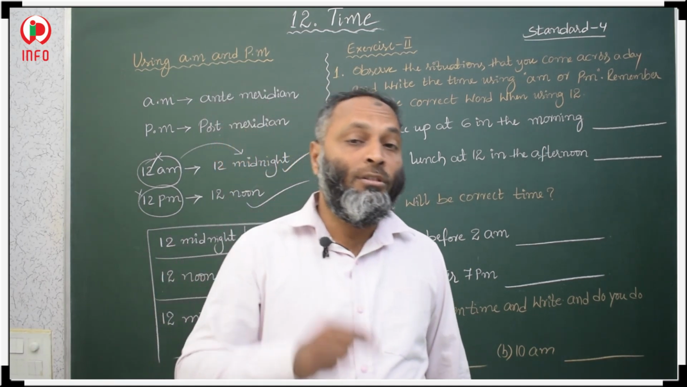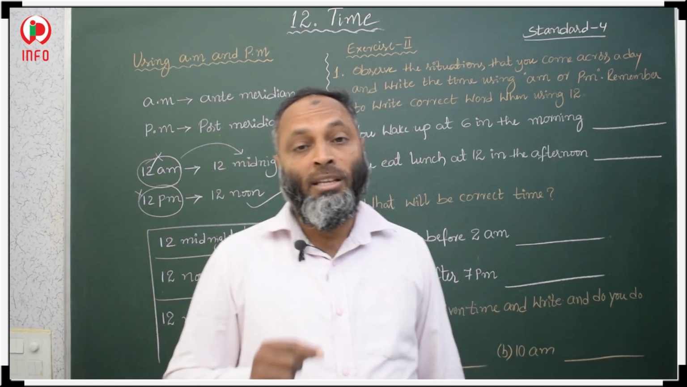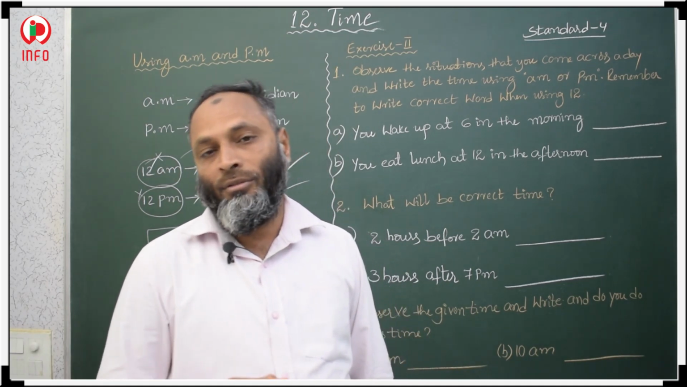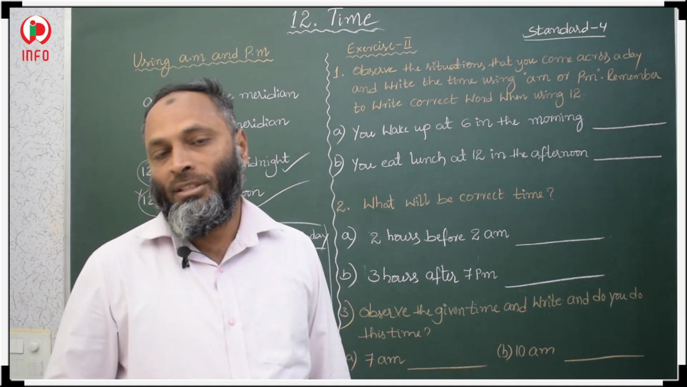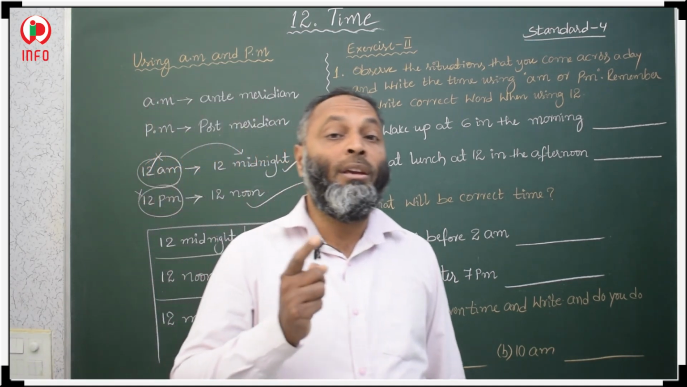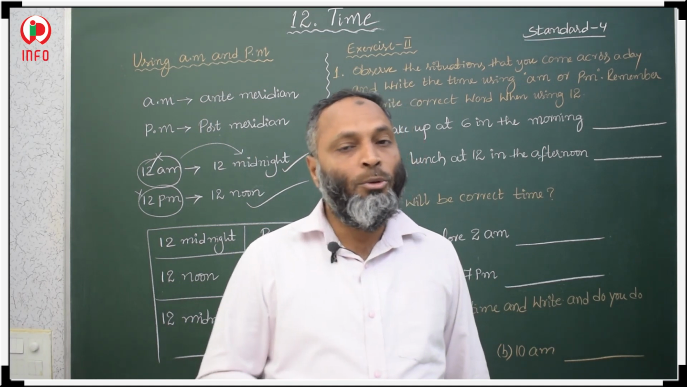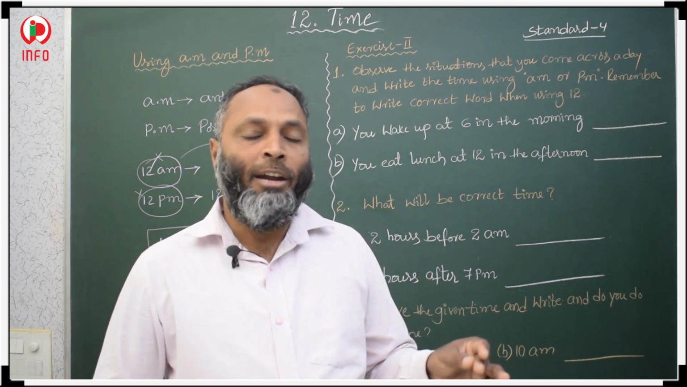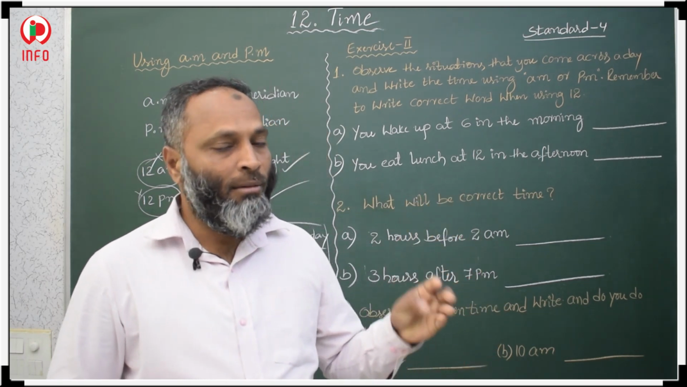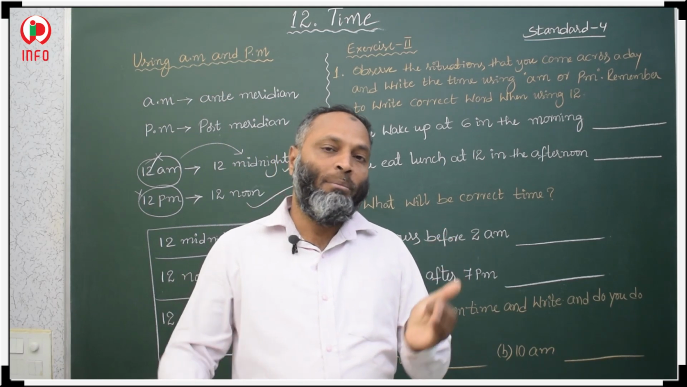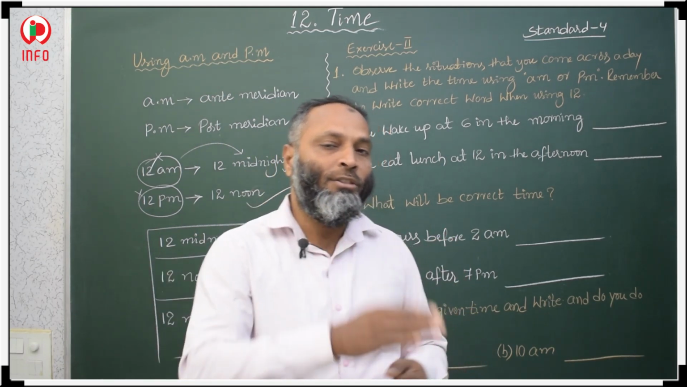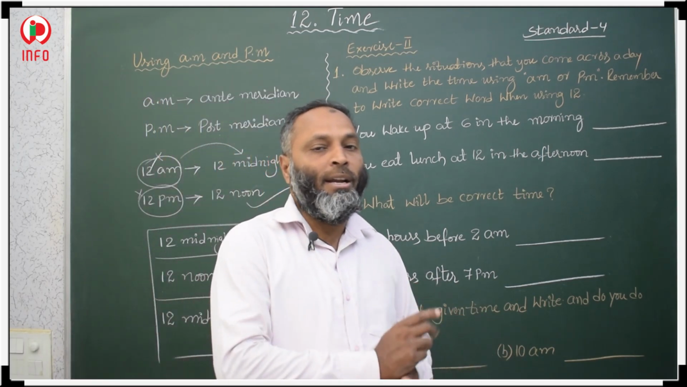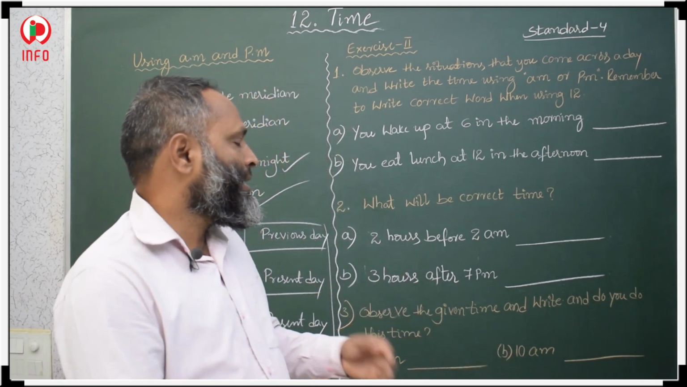Then in the afternoon, when 12 comes, that is 12 noon. After 12 noon, 1 will come, that is 1 p.m. Then 2 p.m., 3 p.m., 4 p.m., 5 p.m., 6 p.m., 7 p.m., 8 p.m., 9 p.m., 10 p.m., 11 p.m. After 11 p.m., in the night, again 12 will come, that is midnight. Like this the days will come.